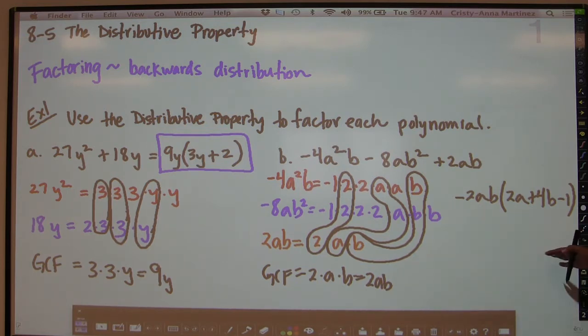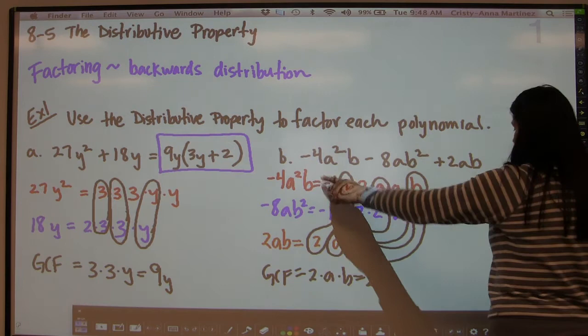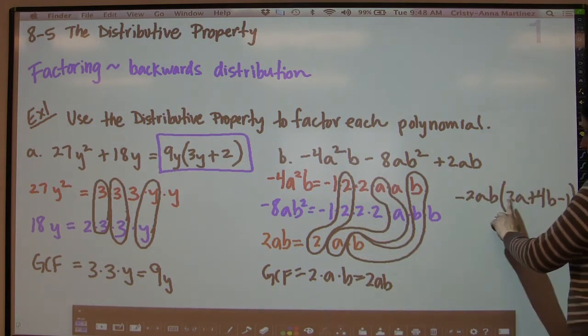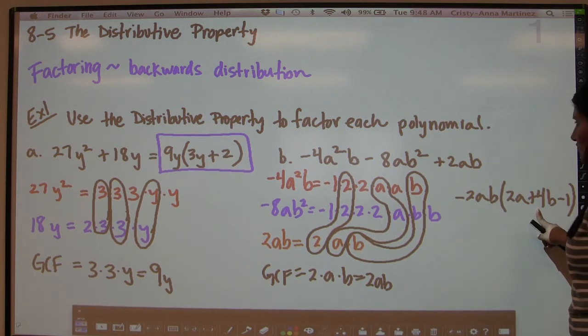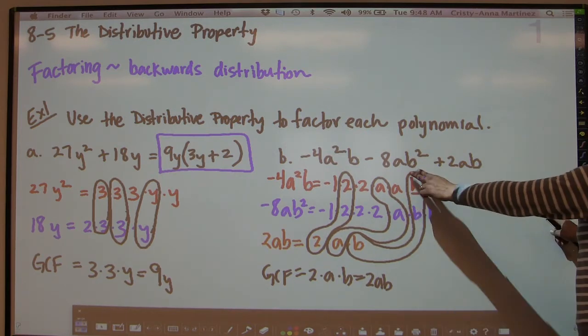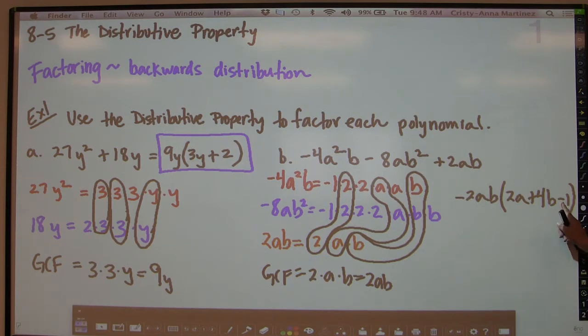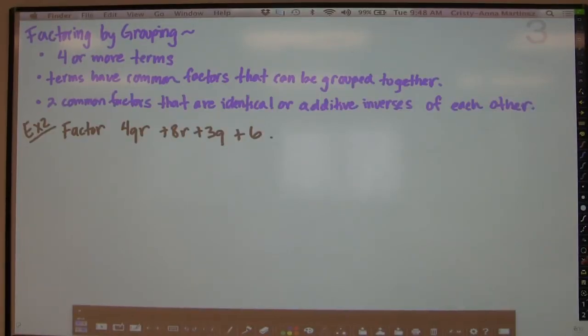So now again, if you want to check your work, you can just redistribute, and you should get back the original expression. So negative 2 times positive 2 is negative 4, and then a times a is a squared, and then b. So the first term is fine. And then you have negative 2 times 4 is negative 8, which is that term there, times a, and then b times b is b squared, so that checks for that guy. And then negative 2ab times negative 1 is positive 2ab. So here is your final answer for part B. So now you will try this do-it-yourself question, and then we will move on to grouping.